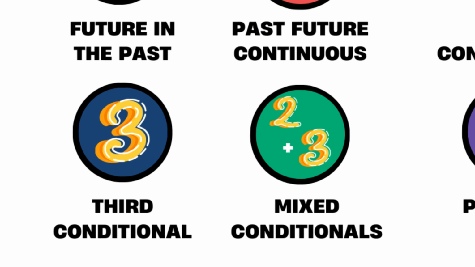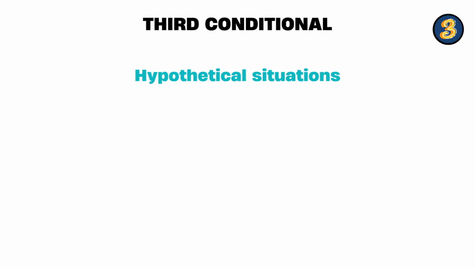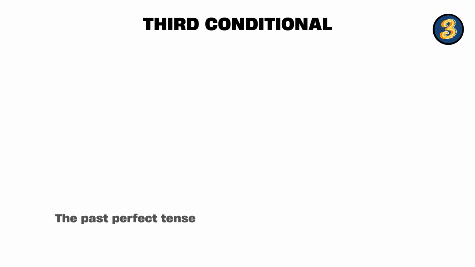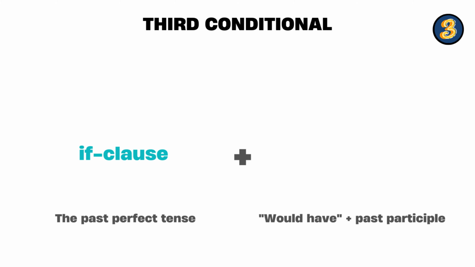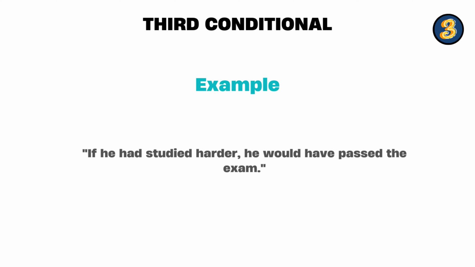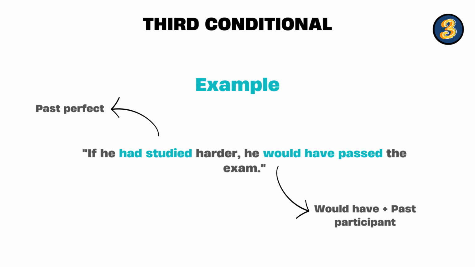Conditional sentences. Third conditional describes hypothetical situations in the past and their unreal outcomes. It uses the past perfect tense in the if clause and would have plus past participle in the result clause. Example: if he had studied harder, he would have passed the exam.